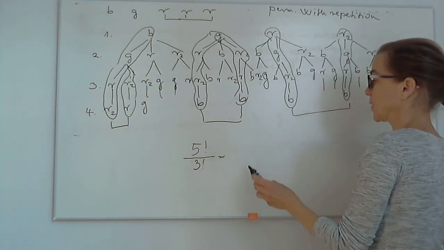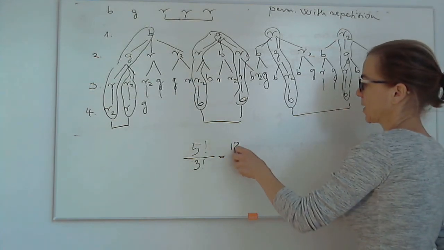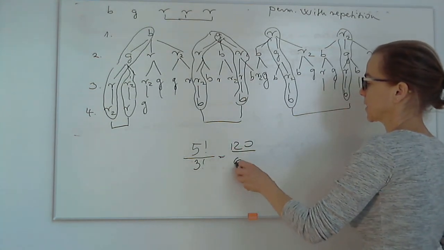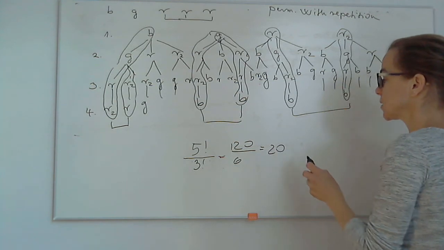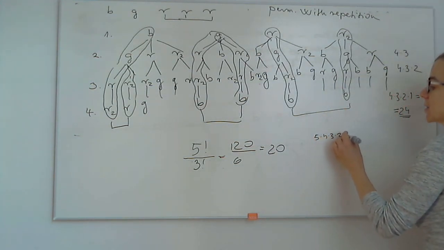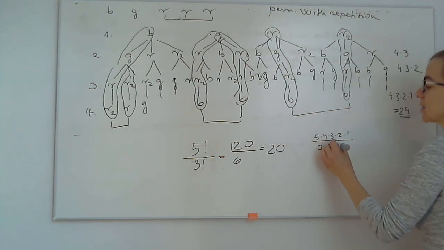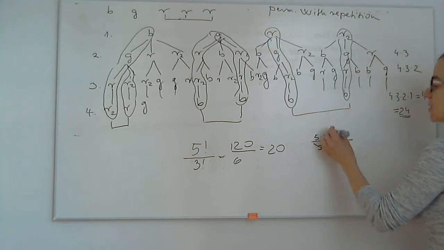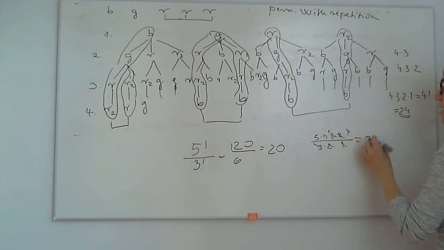So let's calculate this. One way to calculate is to calculate both numbers and then divide, and that's 20. Or a quicker way, if you think about this, that this is a multiplication and this is also multiplication, then you can simplify, and again you end up with 20.